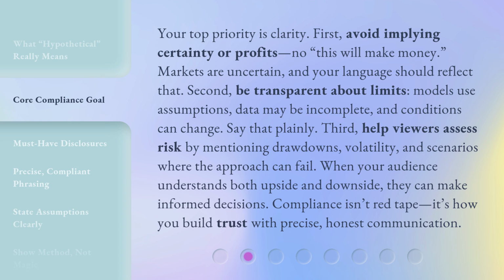Second, be transparent about limits. Models use assumptions, data may be incomplete, and conditions can change. Say that plainly. Third, help viewers assess risk by mentioning drawdowns, volatility, and scenarios where the approach can fail. When your audience understands both upside and downside, they can make informed decisions. Compliance isn't red tape. It's how you build trust with precise, honest communication.